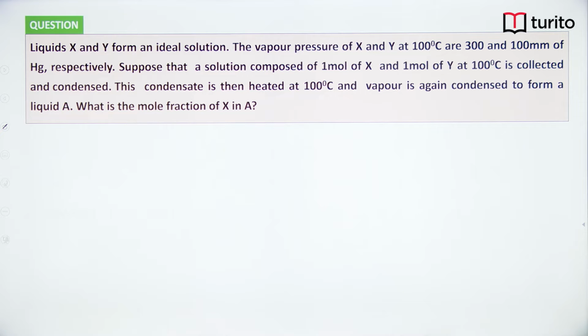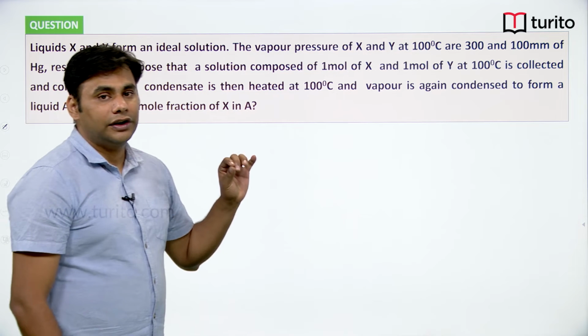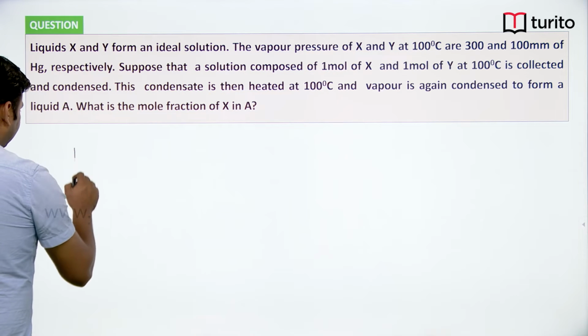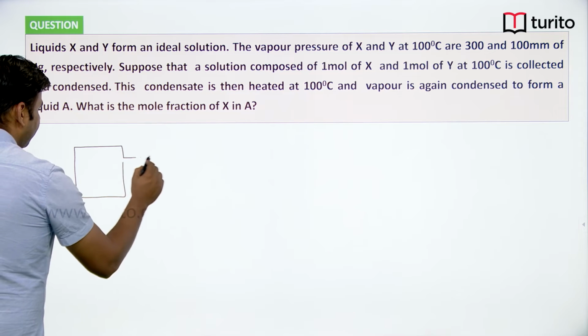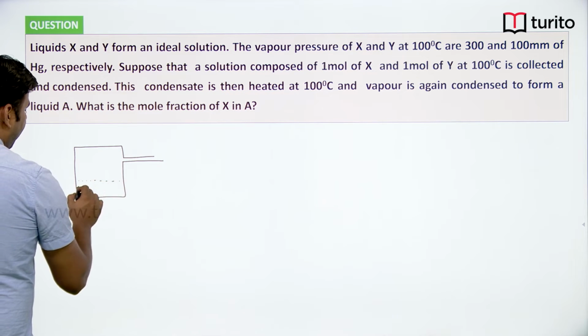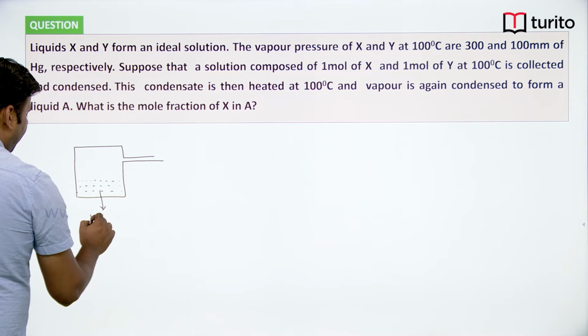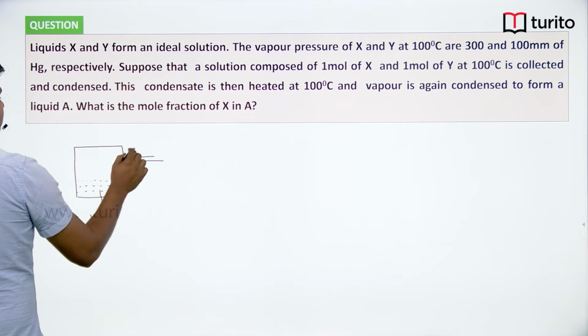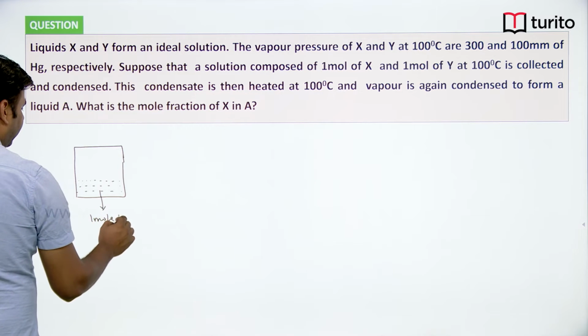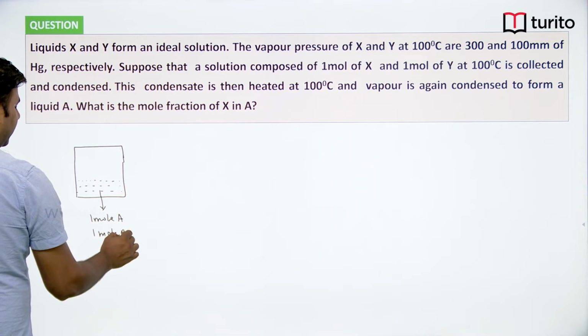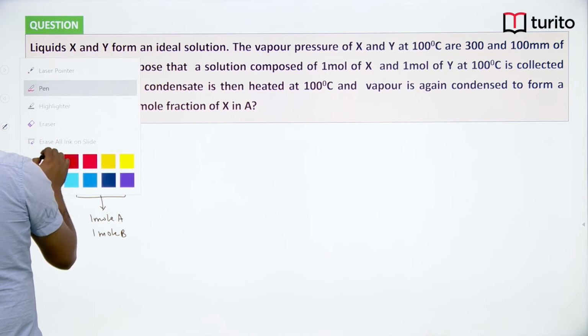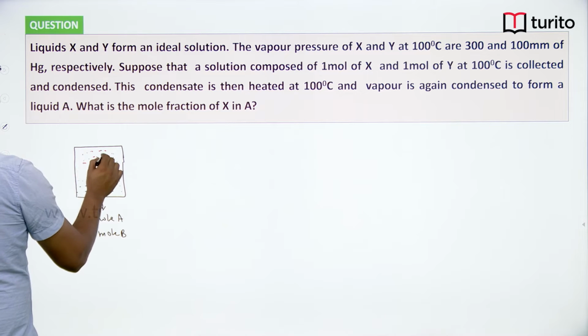Now this says that liquids X and Y form an ideal solution. The vapor pressures of X and Y are given as 300 and 100 mm Hg. Suppose that a solution composed of 1 mole of X and 1 mole of Y at 100 degrees Celsius is collected and condensed. So the first part of the question is, we are having in a container 1 mole of A and 1 mole of B. Some vapor would be formed over here, of A and B.